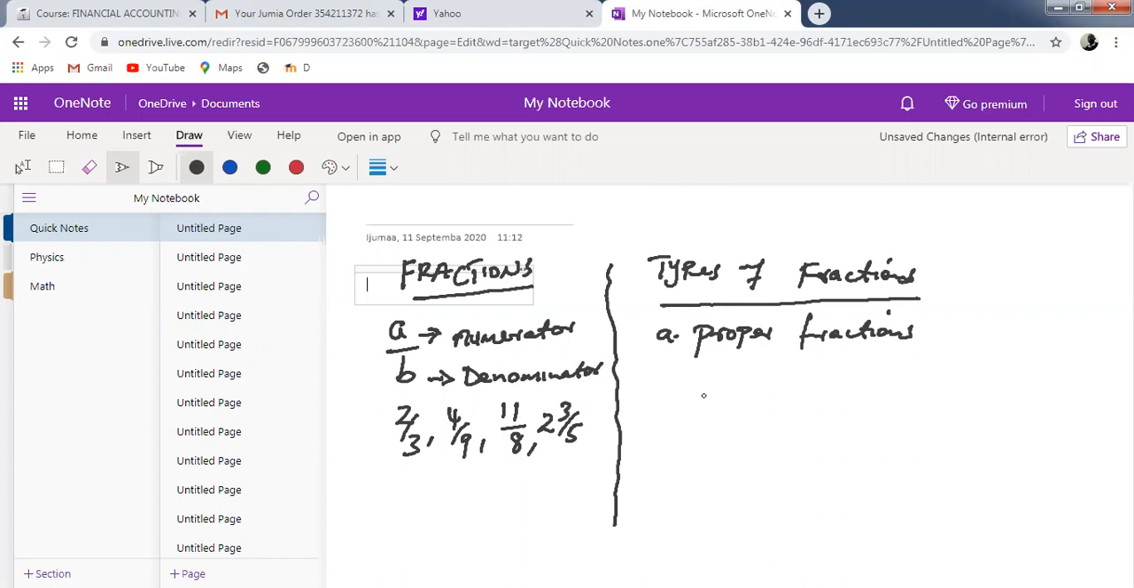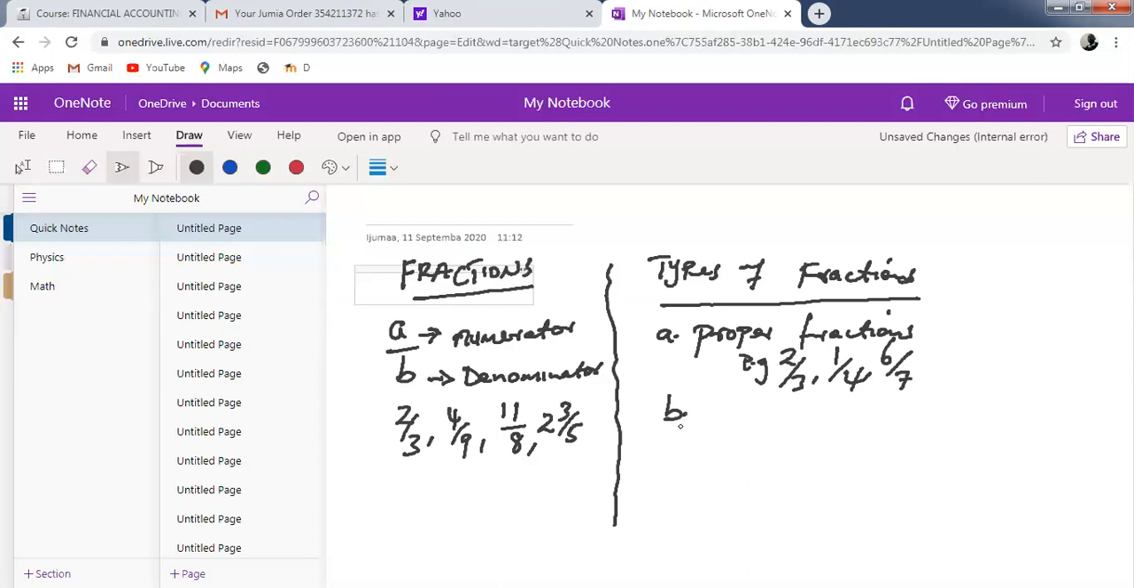Any fraction whose numerator is smaller than the denominator is known as a proper fraction, for example 2 over 3, 1 over 4, 6 over 7. Any number where the upper number, which is the numerator, is smaller than the denominator is known as a proper fraction.